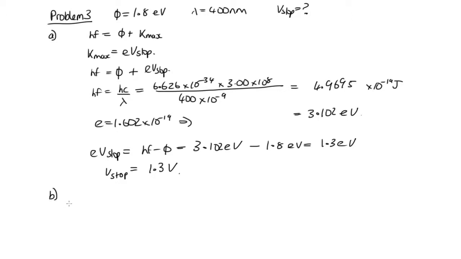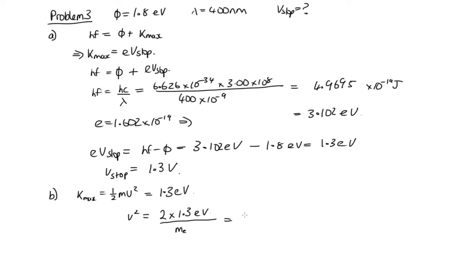Okay, and then part B says, what is the maximum speed of the ejected electron? Okay, so to do that one, we're going to need to use that our maximum kinetic energy is equal to EV stop. So we've got K max equals a half mv squared, where this is the maximum possible speed. And we know that that is equal to 1.3 electron volts.